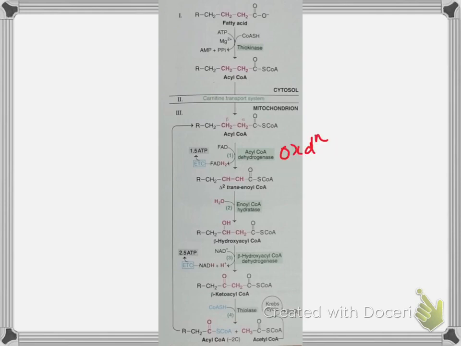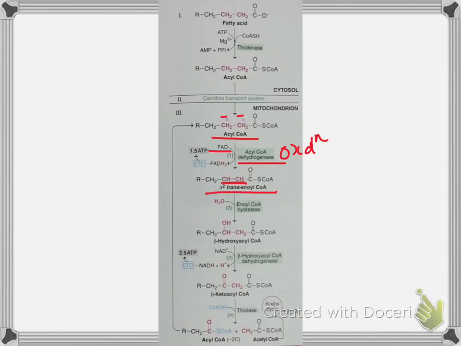In this step, the acyl CoA undergoes dehydrogenation by an FAD dependent flavoenzyme, acyl CoA dehydrogenase. So a double bond is formed between the alpha and beta carbon. Here you can see the double bond. So the compound is delta 2 trans-enoyl CoA.